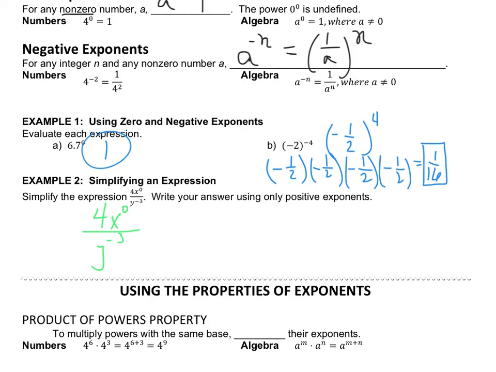So thinking about what does it go to? It only goes to exactly what it hits first. So let's focus on the numerator. 4x to the 0. Well, the 0 exponent is only hitting the x. It is not hitting the 4. So basically my numerator is going to stay 4 times x to the 0 is 1.